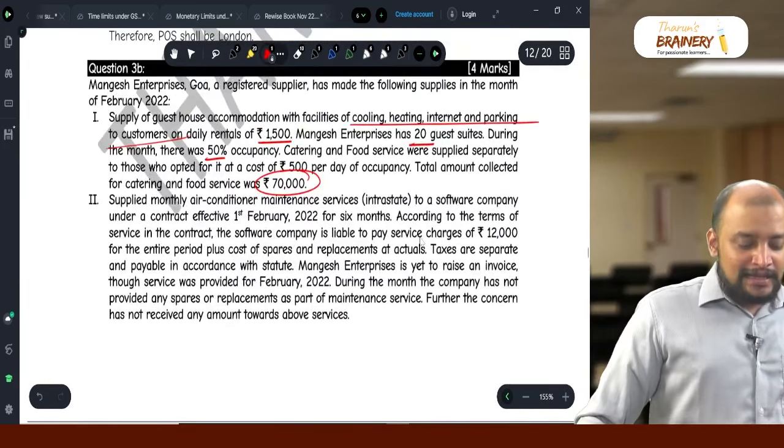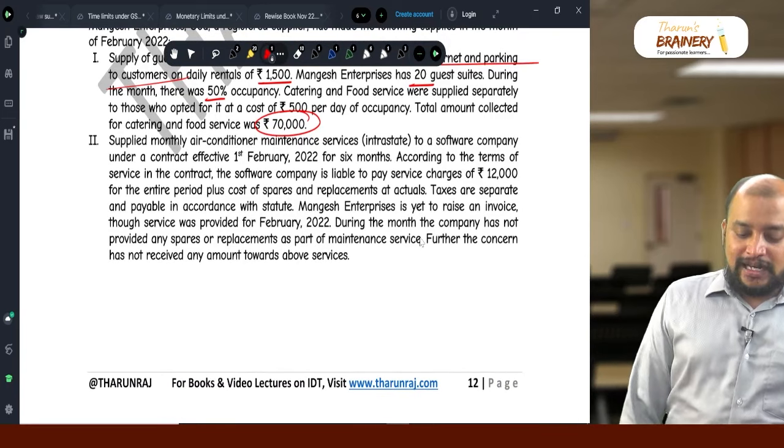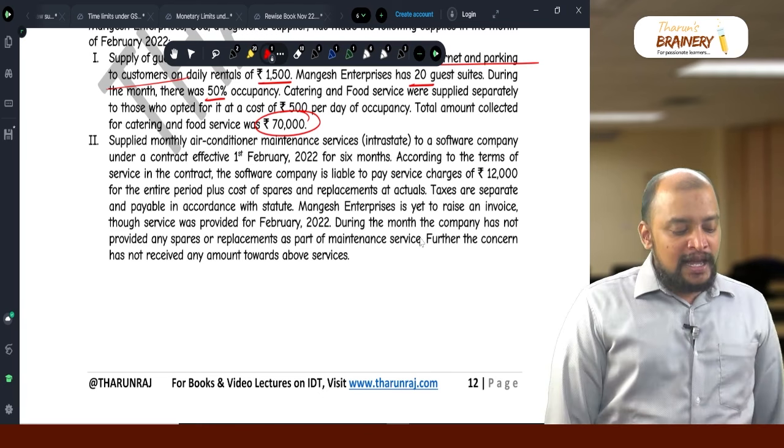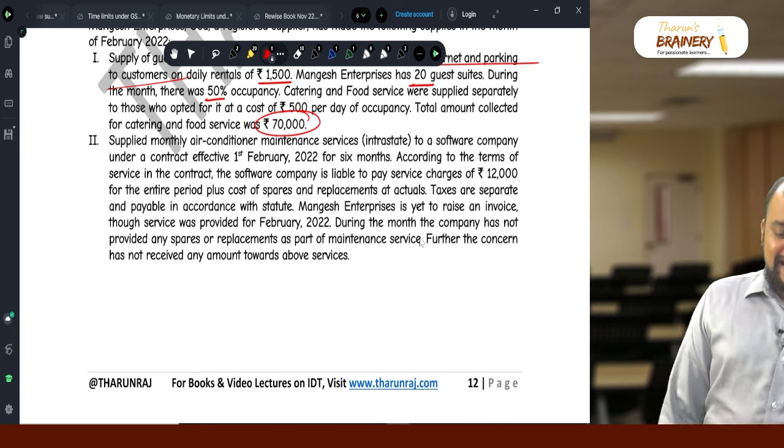2 marks. Then next, supplied monthly air conditioner maintenance service intrastate to a software company under a contract effective 1st February 2022 for 6 months.